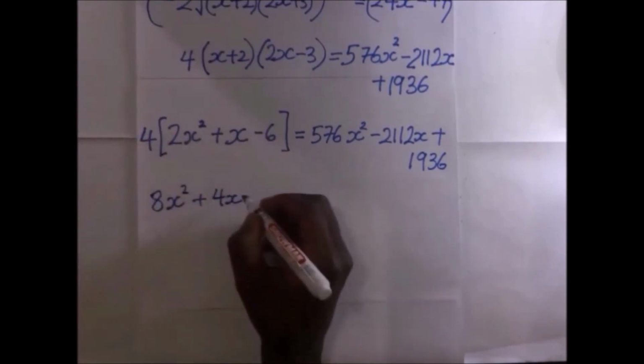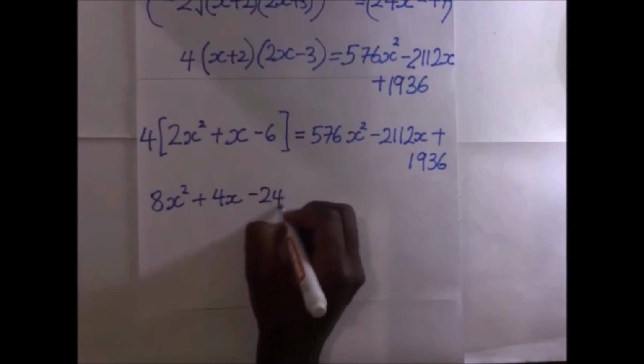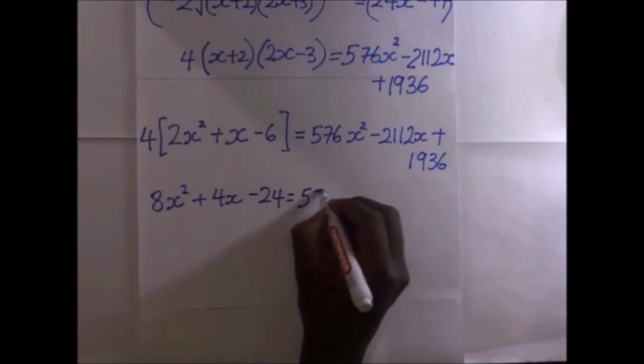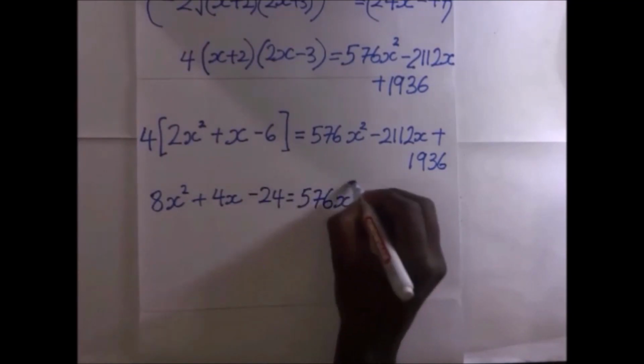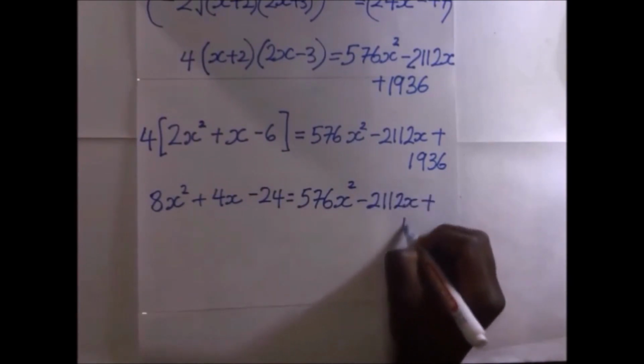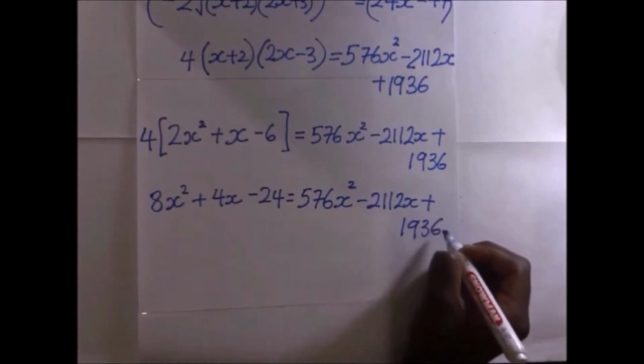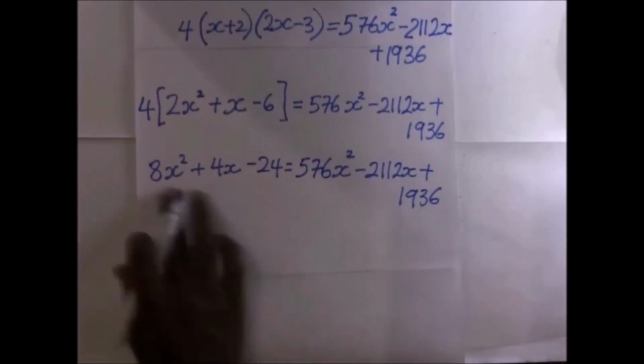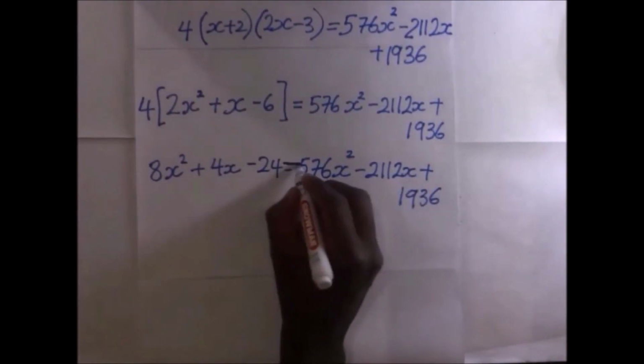4 times negative 6 is going to give us minus 24, which should be equal to 576x squared minus 2112x plus 936. So we formulate one quadratic equation from all this.